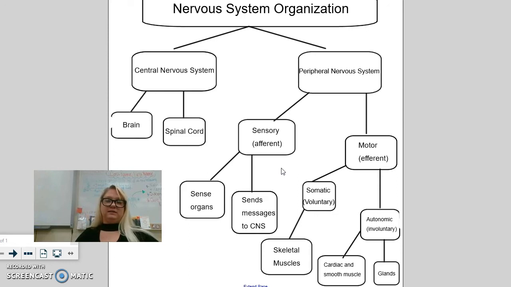And this all ties into what you were learning about earlier. Your nervous system is basically there to receive information, analyze and organize that information, and then affect some response.